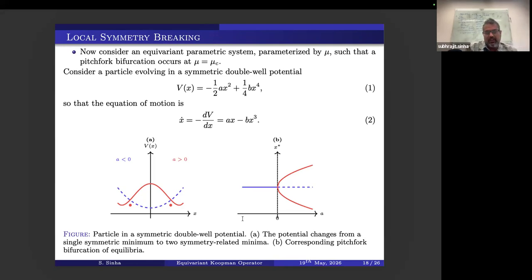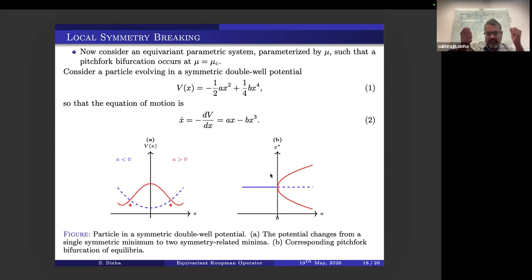Now, for an intuitive clarification, let's think about a system which is governed by a symmetric double-well potential, so that the equation of motion is given by this. For a less than 0, this system has only one stable equilibrium at the origin. But for positive a, this stable equilibrium at the origin splits into two stable equilibria, and the equilibrium at the origin becomes unstable.